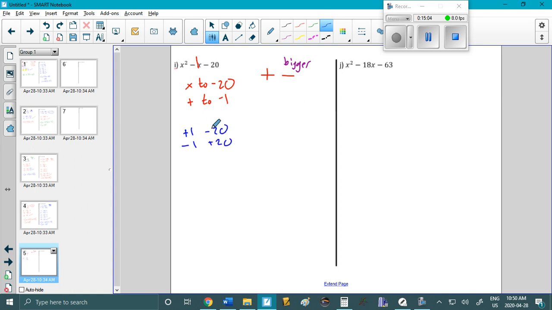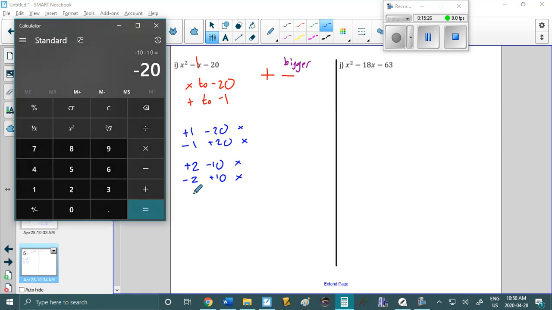Again, the reason I write both pairs here is because we multiply to a negative. So 1 minus 20 is no. Negative 1, no. Neither of those is going to give us negative 1. 20 divided by 2 is 10, so plus 2 minus 10, or minus 2 plus 10. 2 minus 10 is negative 8, not negative 1. Negative 2 plus 10 is 8, not negative 1.